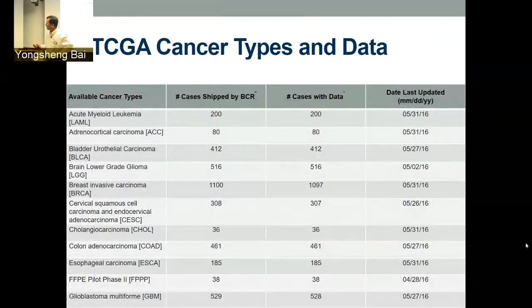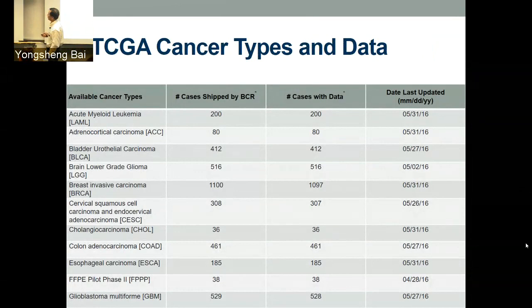Here are specific cancer types and their data information. As we can see, each cancer type has an abbreviation and also a full name. These are the cases shipped by the center, and there are also final cases available for each cancer type. As you can see, this was mainly conducted and finished in 2016, which is 3 years ago.